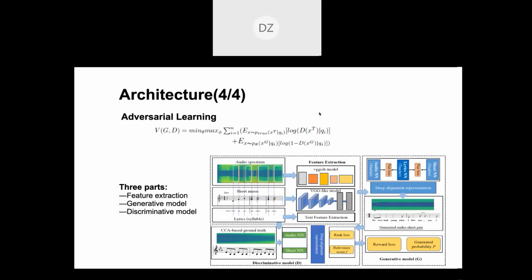And then the generative model can generate the audio and the sheet music pairs, and each pair has a generative probability, and the probability decides whether the pair is informative or not. We select the informative pairs as the input of the discriminative model, and the discriminative model has the CCA ground truth and the output of the G model.